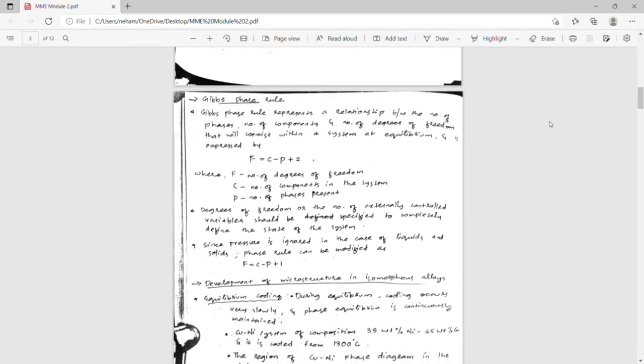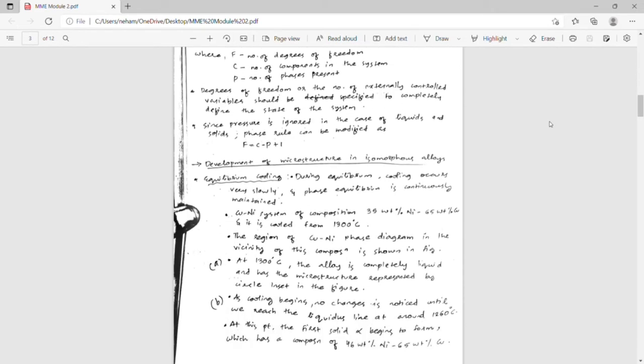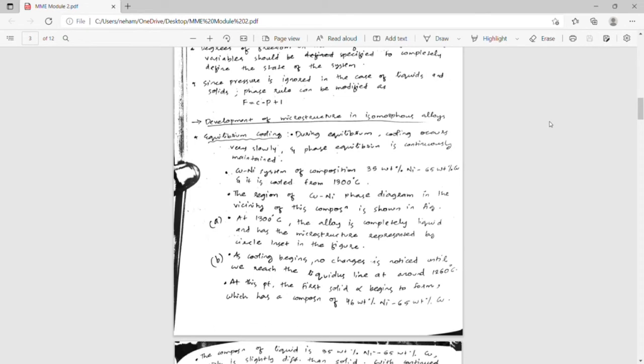Next is Gibbs phase rule. Gibbs phase rule represents a relationship between the number of phases, number of components and number of degrees of freedom that will coexist within a system at equilibrium, and is expressed by F = C - P + 2. In the case of liquids and solids, this phase rule becomes F = C - P + 1. Degrees of freedom, or the number of externally controlled variables, should be specified to completely define the state of the system. Next one is development of microstructure in isomorphous alloys.